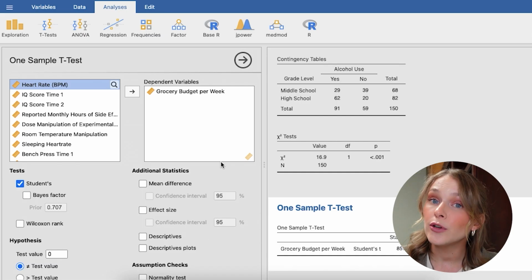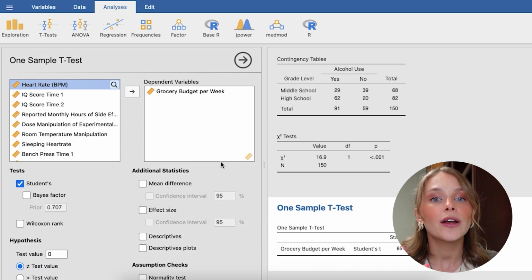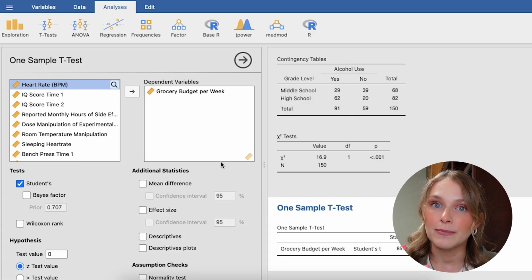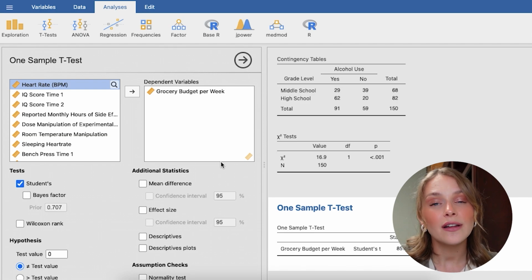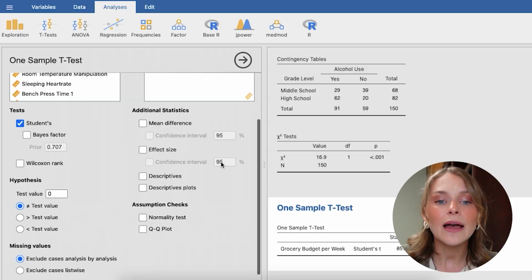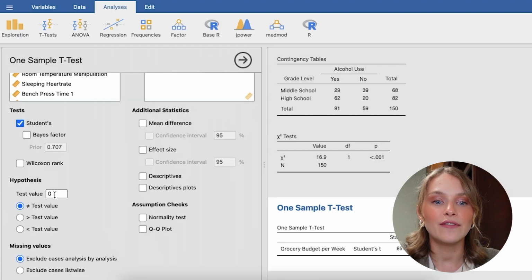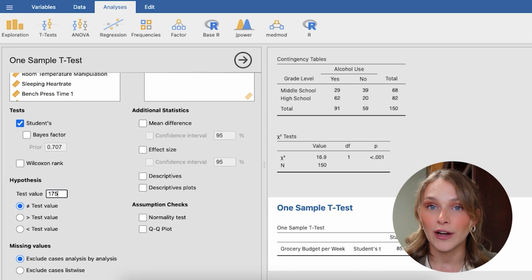If for some reason when you are working in Jamovi, your variable does not have that ruler icon next to it, you're going to want to make sure that you go in and click on that variable and change that so that it's labeled as measured continuously. We've got all of ours in order here. The next thing that we need to do is scroll down to hypotheses, where you're going to see an option for test value. In that box, we want to type in 175 because that's going to be our national average grocery budget for couples.